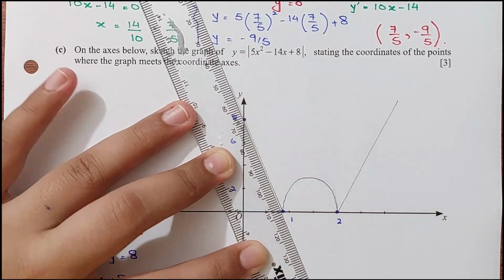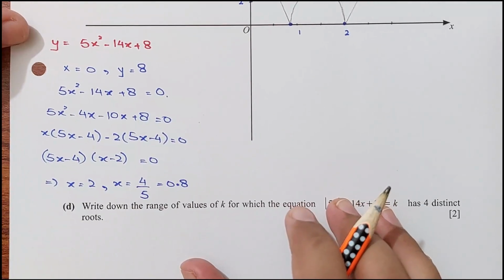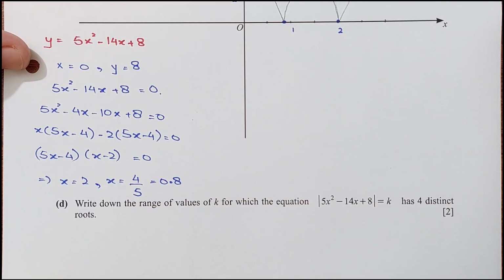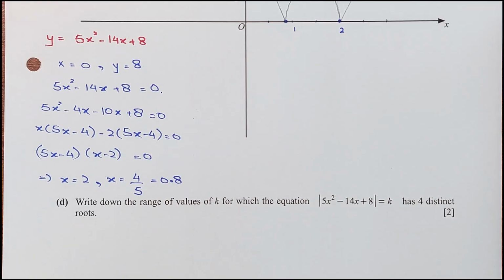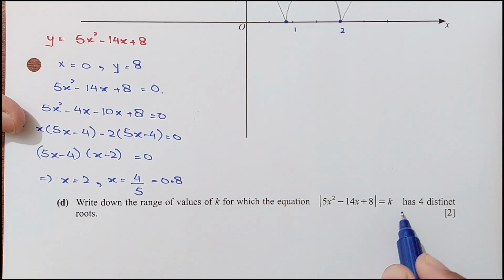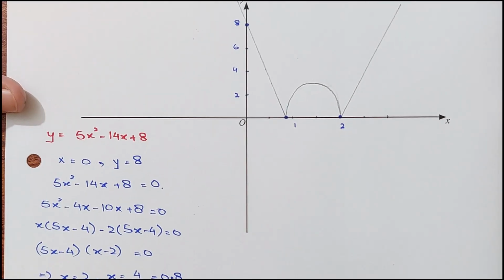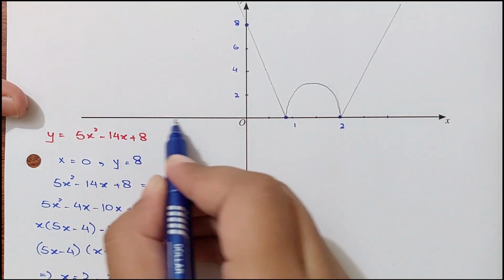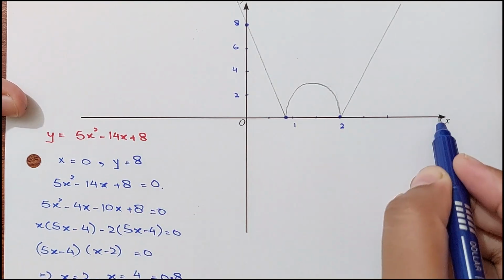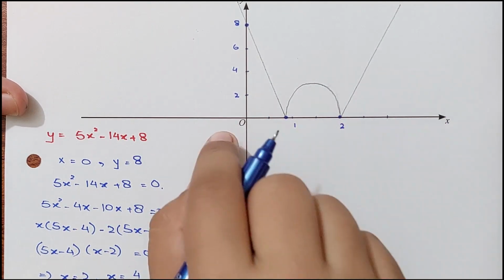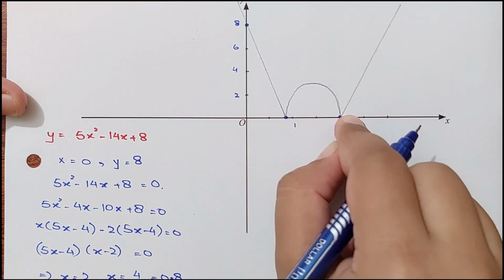So this is a graph for the absolute function. Now for part D, write down the range of values of k for which the equation equals k has 4 distinct roots. Okay, so it has 4 distinct roots. If you draw the line y equals 0, this is y equals k. So it has 2 distinct roots, right?